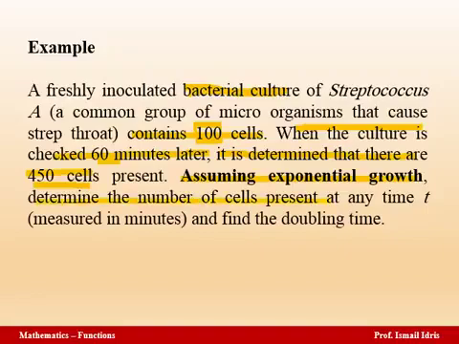Now, what is the question? Determine the number of cells present at any time. If we are going to use the formula where we have the notation for B, that means we need to find B of t. But we have another requirement here, and find the doubling time. What do you mean doubling time? It is the time when the number of cells present doubles.